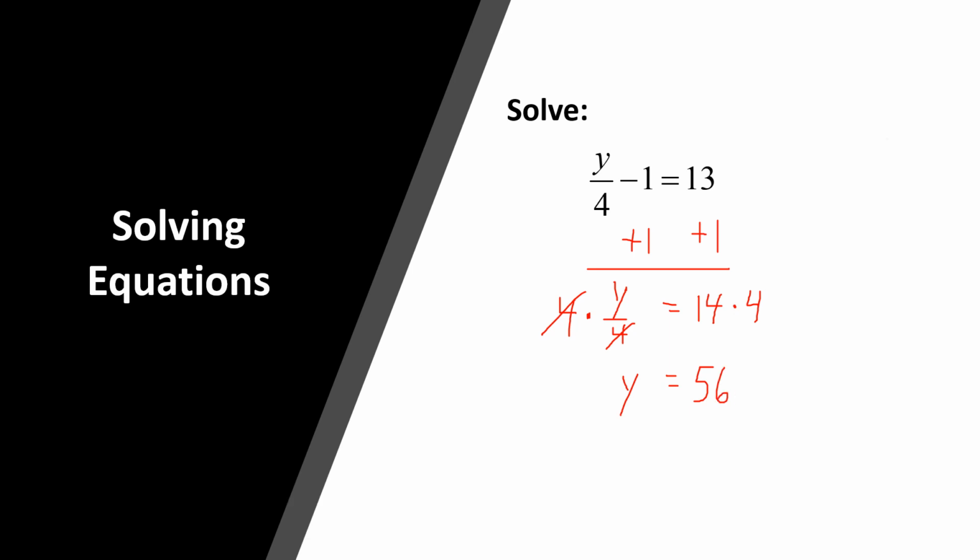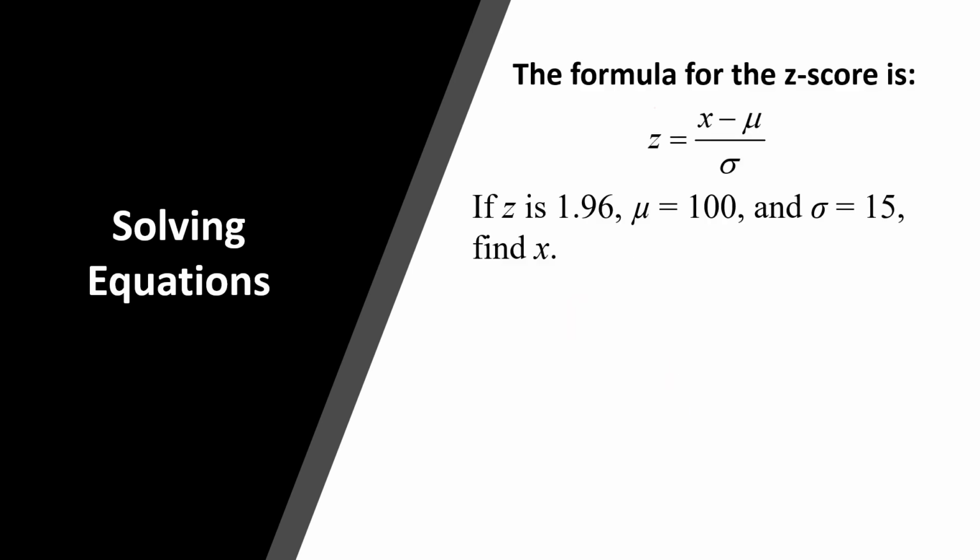Let's do an example involving the z-score formula. So z equals x minus the mean, divided by the standard deviation. If we know that the z-score is 1.96, the mean is 100, and the standard deviation is 15, let's find x. So substituting these values into this formula, we get 1.96 is equal to x, our variable, minus the mean, which is 100, divided by the standard deviation, 15.